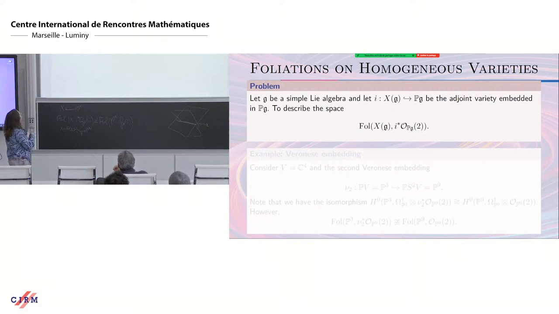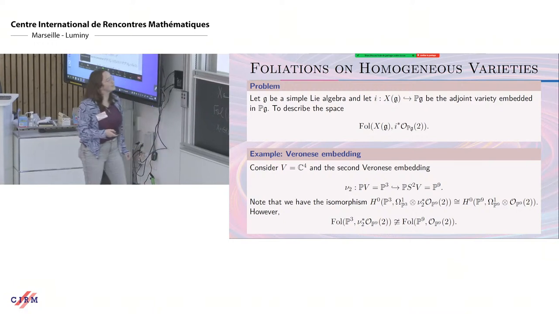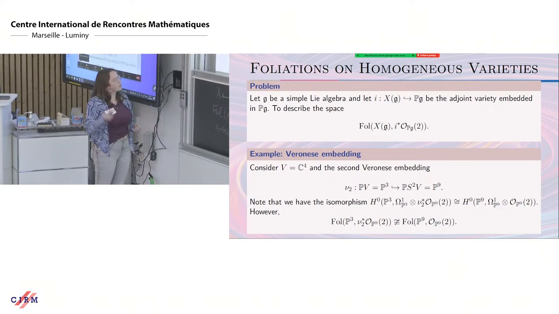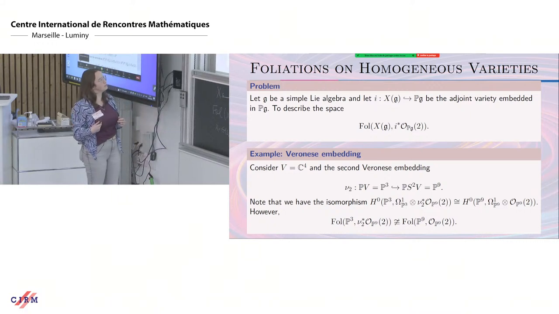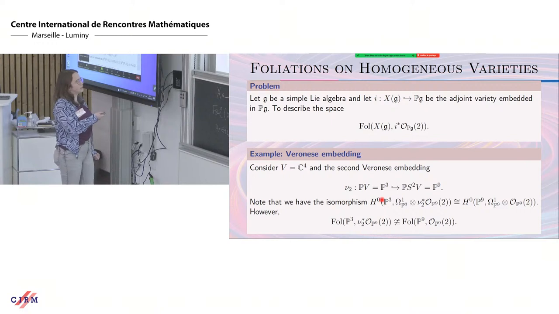So my problem is, let's consider g a simple Lie algebra, and we can consider the adjoint variety X of g embedded in the projective space P(g), to describe again the space of codimension 1 foliations on X having the normal sheaf equal to the pullback of the normal sheaf of a foliation of degree 0 on P^n. Since we saw in the example that the projective space is an adjoint variety, we start studying the projective space under the Veronese embedding, because this will be an adjoint variety.